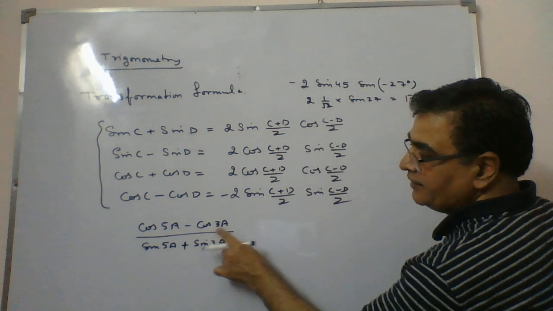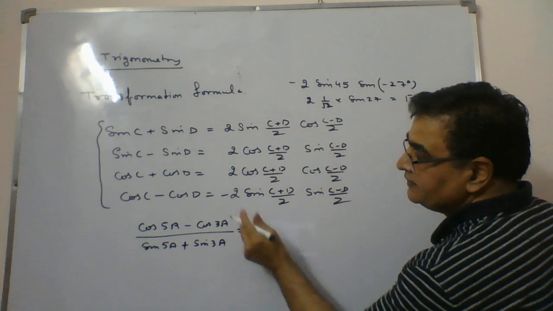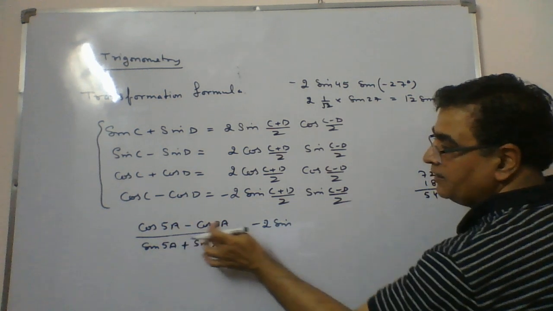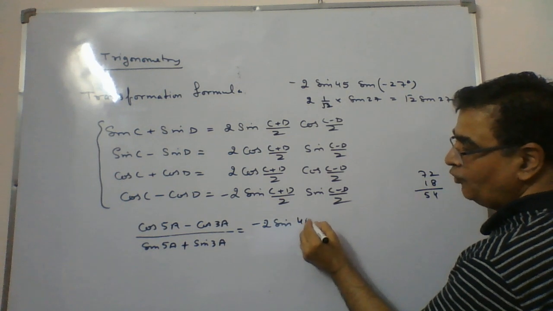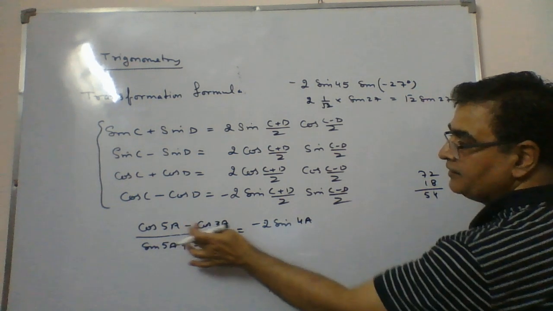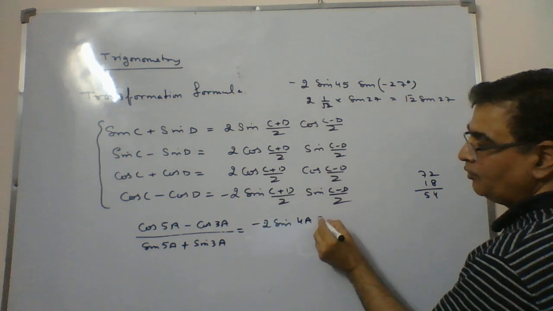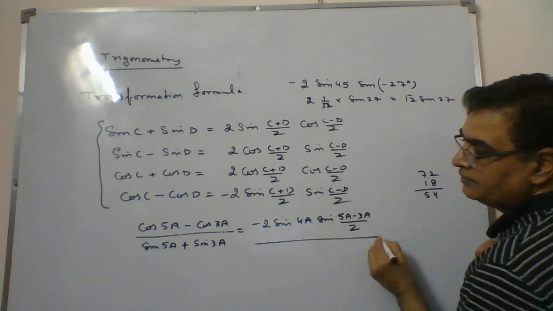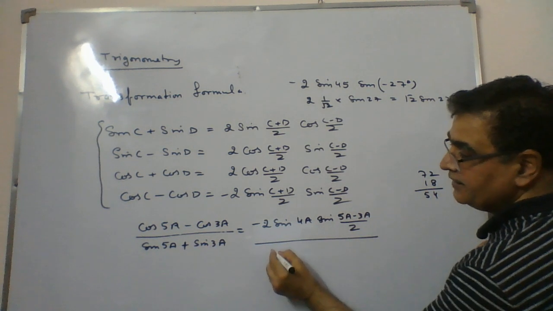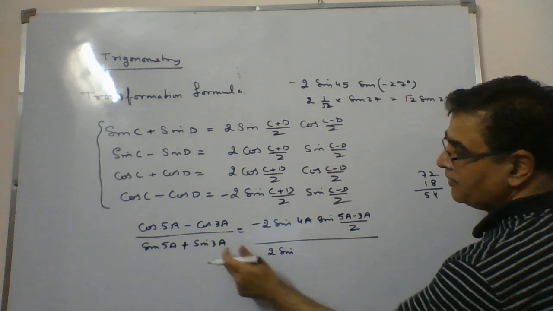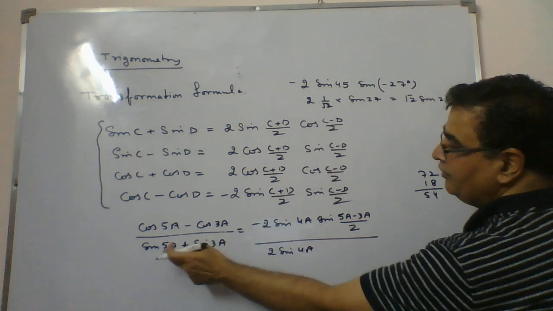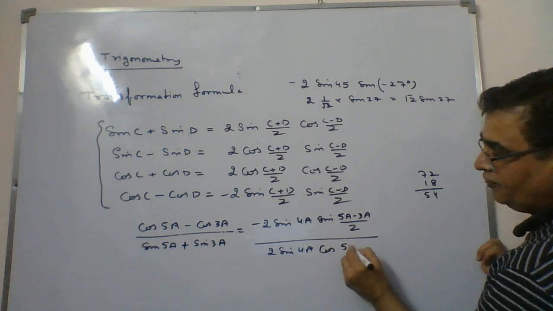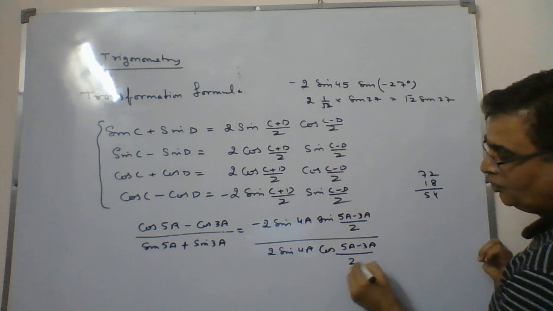So first, the cos C minus cos D formula says minus 2 sine of (C plus D) by 2. So 5a plus 3a is 8a, 8a by 2 is 4a. Then sine of (5a minus 3a) by 2. In the same way, for sine C minus sine D, it will be 2 cos of (C plus D) by 2, so again 4a, 5 and 3 is 8 by 2. And then sine of (5a minus 3a) by 2.